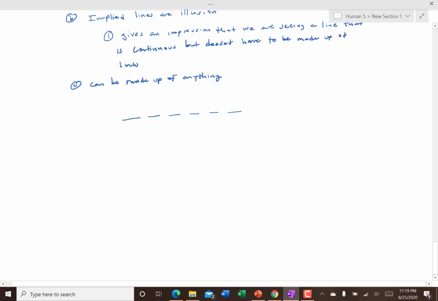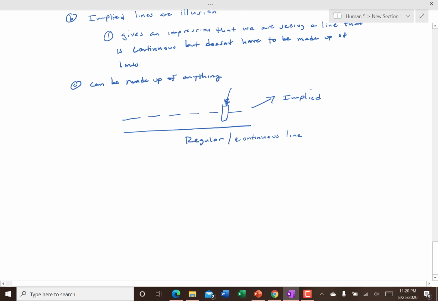And here we have a bunch of actual lines, but you have this part that's broken up in between, right? So that it's not one continuous actual line, right? Or this regular continuous line, right? Versus implied. That's at its most basic structure.